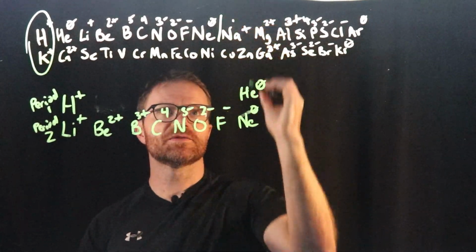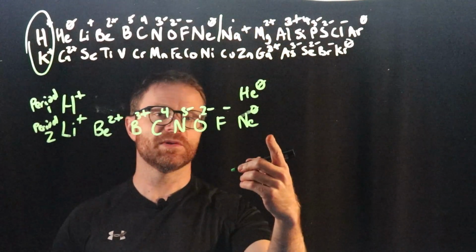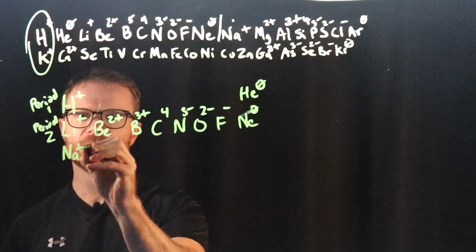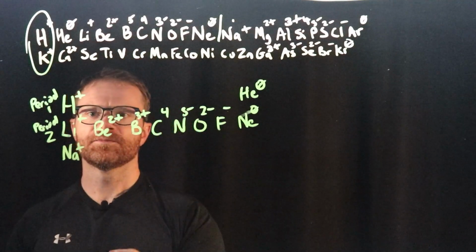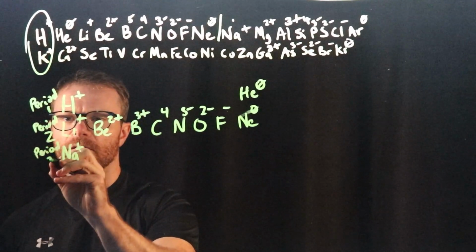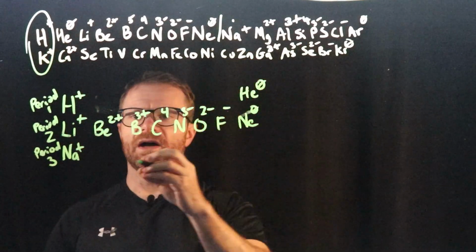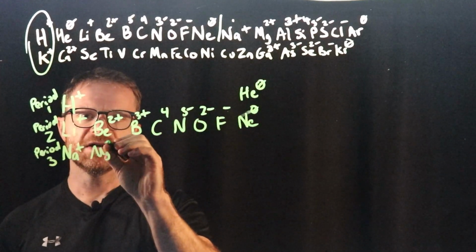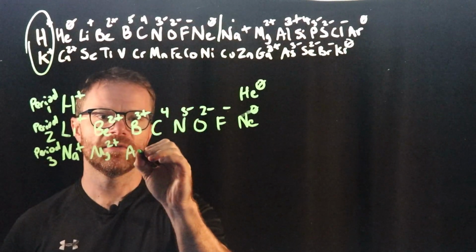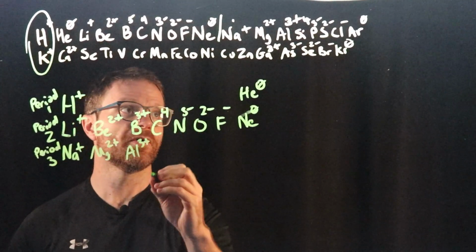Let's keep going. My next one is sodium, which has a charge of +1. So that's going to line up here in the +1 column. And let's call that period 3. Then I've got magnesium, 2+. All right, nice. That lines up perfectly with beryllium. Aluminum, 3+, looking good. Lines up with boron.